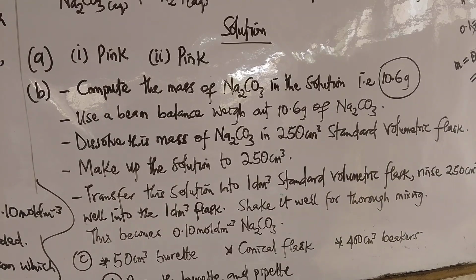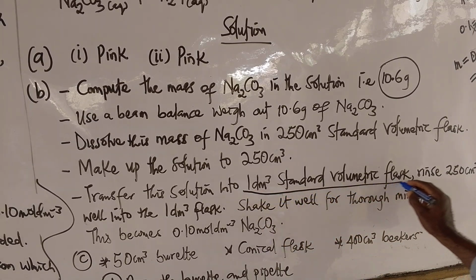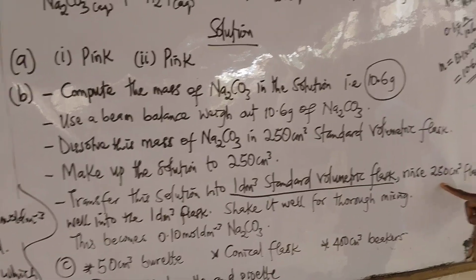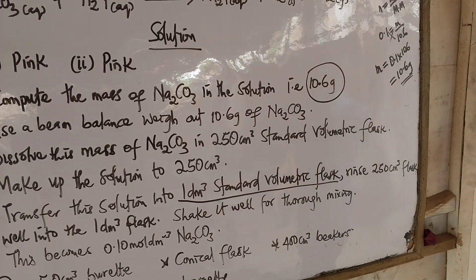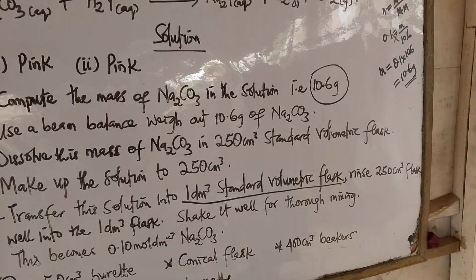That volumetric flask should be 1 dm cube standard volumetric flask. Then what are you going to do? You will rinse any residue or particles remaining inside the 250 cm cube volumetric flask we used earlier. You will rinse it and pour it again into that 1 dm cube.